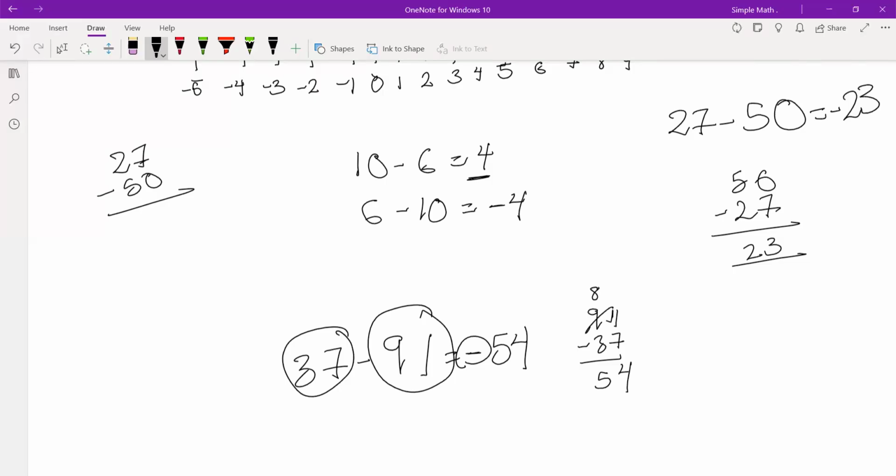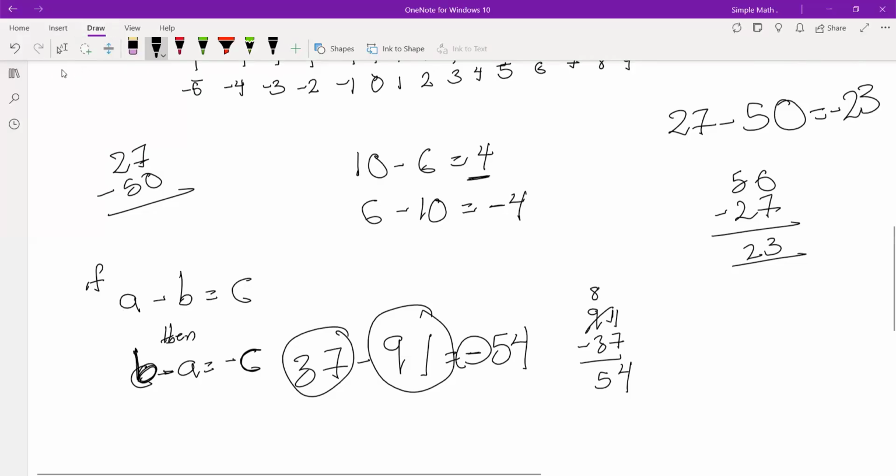For those of you who like to deal with letters, the summary can be: if A minus B equals C, then B minus A is equal to minus C. You don't have to memorize this one. It's just a summary of everything I just talked about.